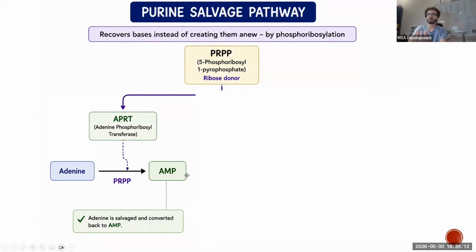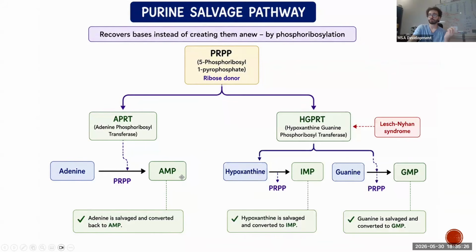So we are recycling the base, adenosine monophosphate, but not by creating them from inosine. No, we are just converting adenine through this enzyme APRT and through PRPP and we get AMP. Okay? Another one which is much more important, honestly, is the hypoxanthine guanine phosphoribosyl transferase, HGPRT. This enzyme is similar to APRT, but because it's H and G, it will act on hypoxanthine and guanine. It takes hypoxanthine and gives us IMP, takes guanine and gives us GMP.